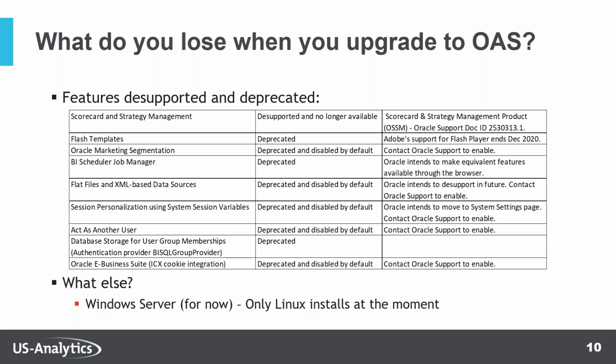Now, what else? What else do you lose when you upgrade to OAS? Well, OAS right now only installs on Linux, so you would lose the option to install on Windows Server. But let me tell you, I do have some friends that have played around and learned how to install this on Windows Server, and most of the pieces are already there. So Oracle is currently working on this, and we expect that to be coming out soon, the option to install on Windows servers.